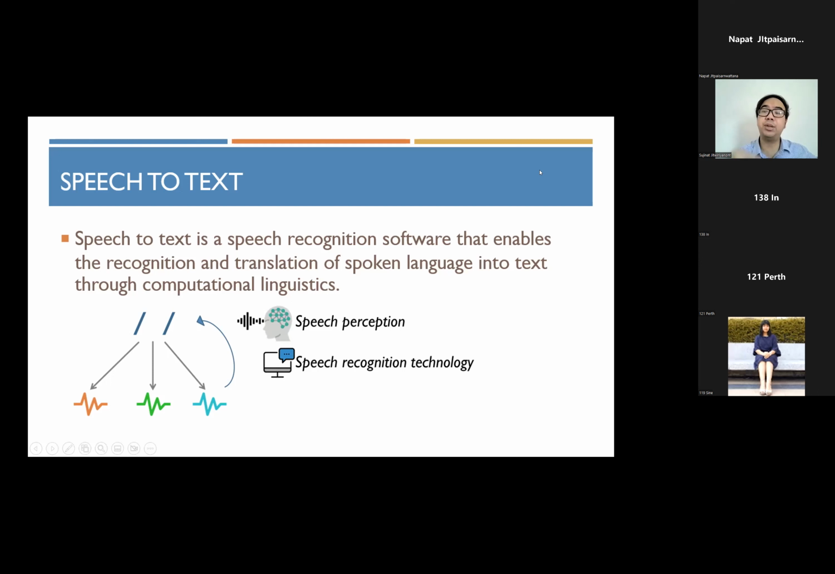So compared to speech perception, if you don't have a chance to talk to native speakers, you can test whether your pronunciation is understandable or not by using the speech to text. Speech to text is that you produce speech and the software will convert it into text.